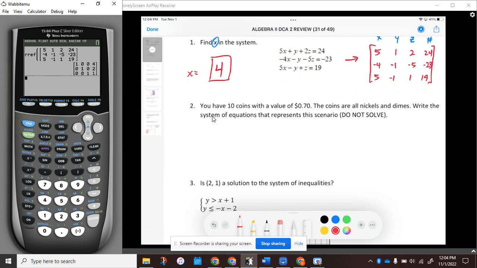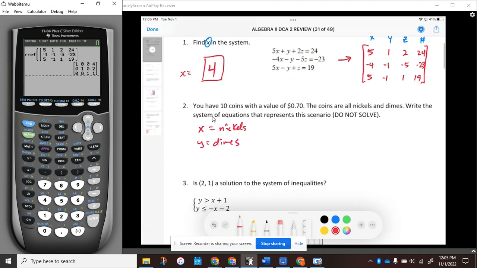What are the 2 variables? The 2 items being compared. Nickels and dimes. Okay, so I'm going to say that x is my nickels and y is the dimes. Okay, if we've got nickels and dimes, how many coins do we have? There are 10 total coins. All nickels and all dimes put together is 10 coins. Okay, what does that look like in equation form? Straight up, just x plus y equals 10.